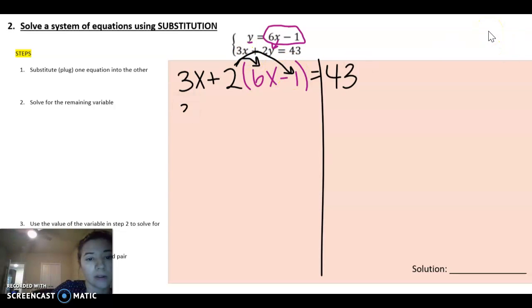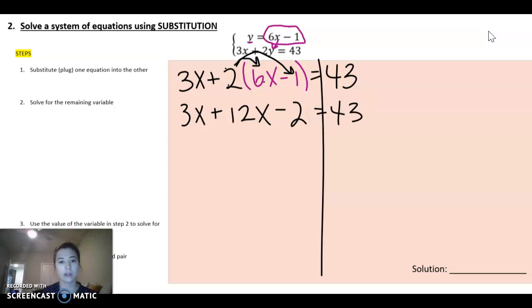So we end up with 3x plus 2 times 6x is 12x, and then we have a minus sign. 2 times 1 is 2. Okay, now we've distributed. Now there's something else we can do. We have 3x plus 12x minus 2 equals 43. What do you think we can do here? See if you can figure it out and write down the next step.